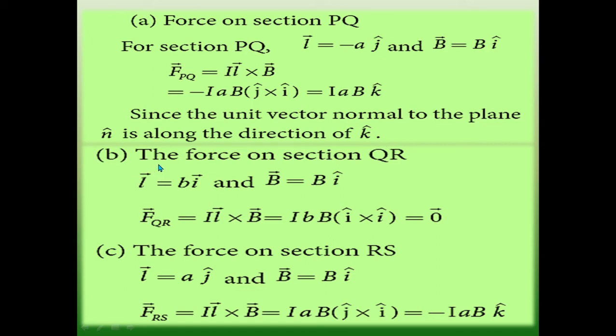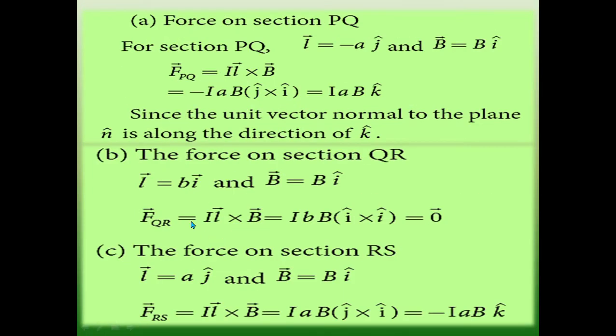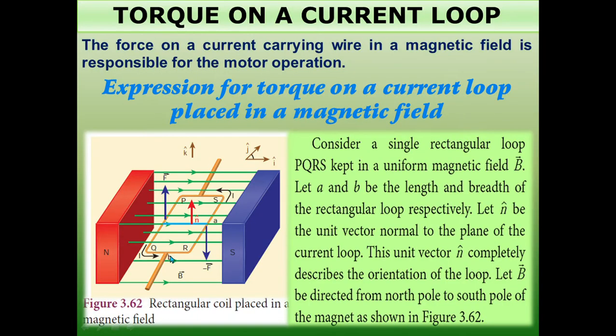The next thing: force on section QR. Now we have to calculate the force based on the Lorentz principle, the force acting along the QR direction. Here the QR side is represented by b, as we already know. The length is nothing but the breadth, so L vector is equal to b I cap, because this direction is the I cap direction.